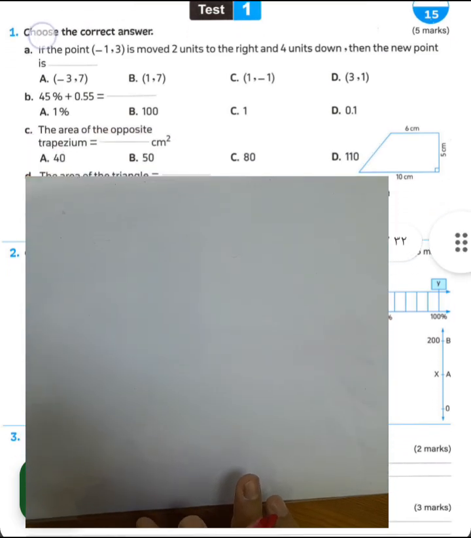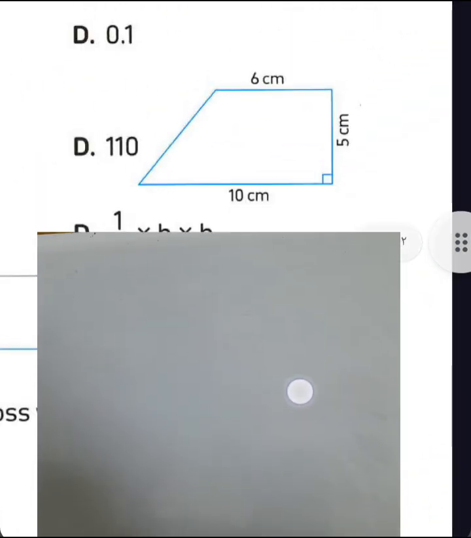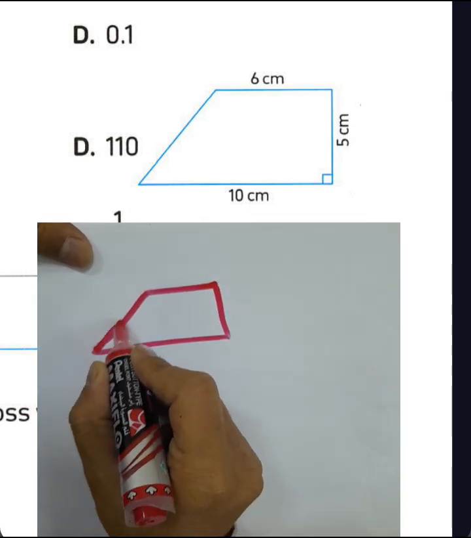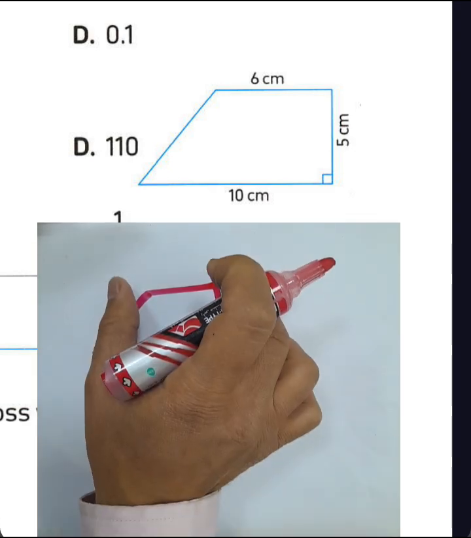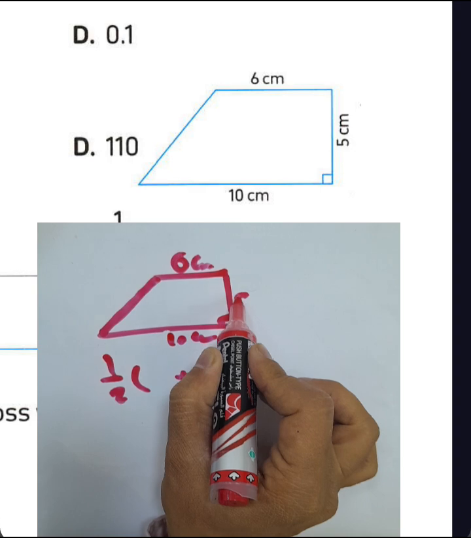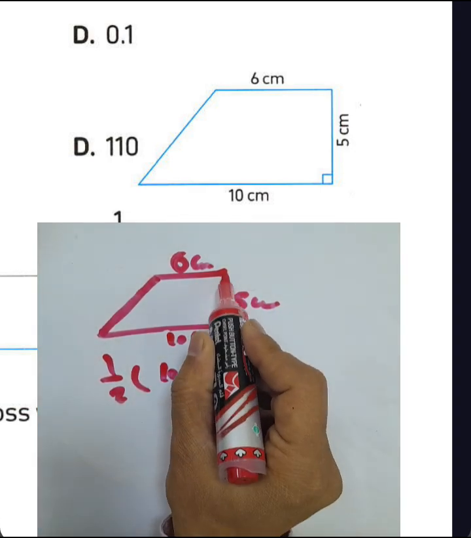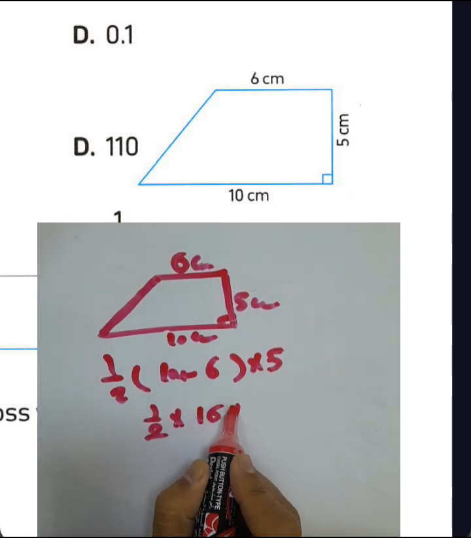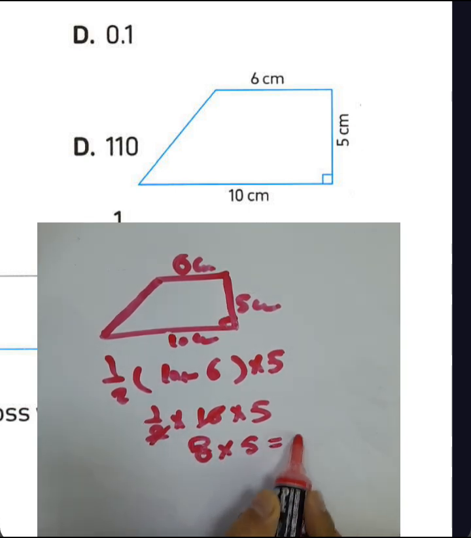The area of the opposite trapezium. Okay, to find the area of a trapezium you must know the rule. The rule of the area of a trapezium equals what? Half the sum of the 2 bases, long base and smallest base. We have 10 centimeter and here 6 centimeter and 5 centimeter. We can write half times 10 plus 6 times the height. Half times 16 times 5. Half of 16 will be 8. 8 times 5 equals 40.